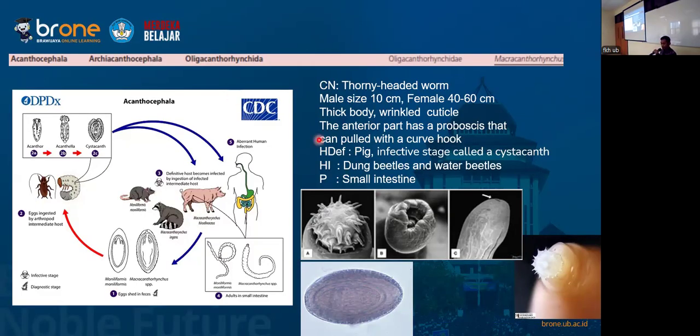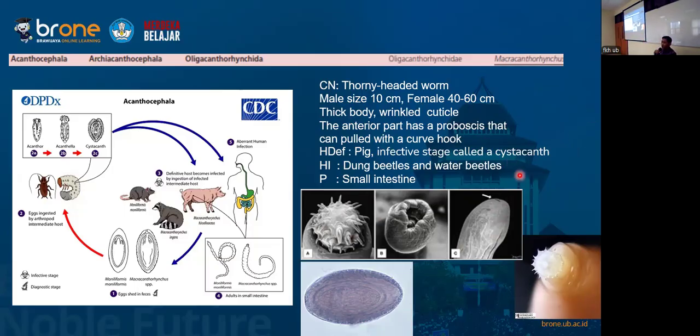The synonym or common name for this worm is thorny headed worm. So thorny, like this one, so many. Okay. The female is bigger than the male. The body has a wrinkled cuticle like this one, you see. And the anterior part has a proboscis, that can be pulled in, with curved hooks. The definitive host is the pig. The infective stage is called cystacanth, not L1, L2, or L3, but we call it cystacanth.